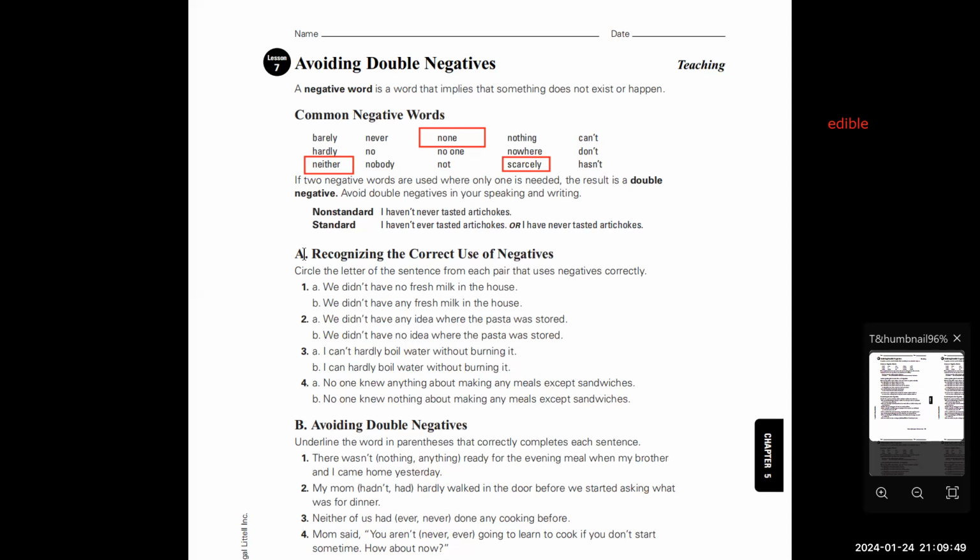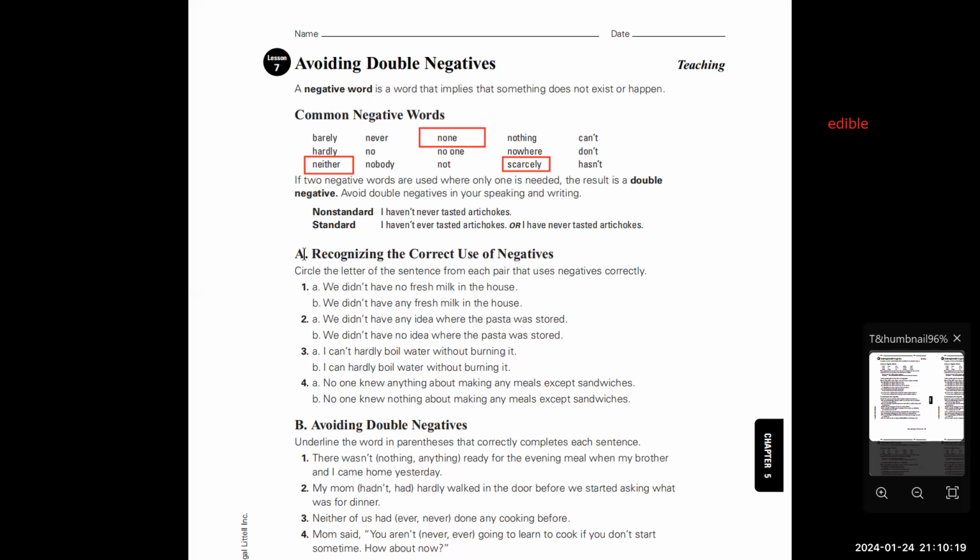Okay, so there is an activity, I think, recognizing the correct use of negatives. Circle the letter of the sentence from each pair that uses negatives correctly. So that's easy. You just have to choose A or B. Okay, number one. We didn't have any fresh milk in the house. B. Okay, that's correct. B.